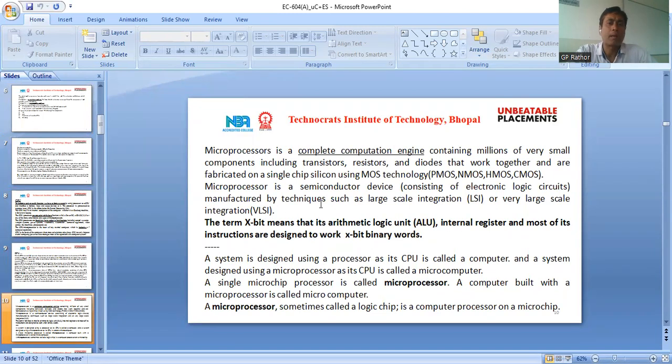So we can say a microprocessor is a semiconductor device manufactured by techniques such as LSI or VLSI. The X-bit microprocessor, for example 8-bit, means its arithmetic logic unit, internal registers, and most of its instructions are designed to work with an X-bit binary word.